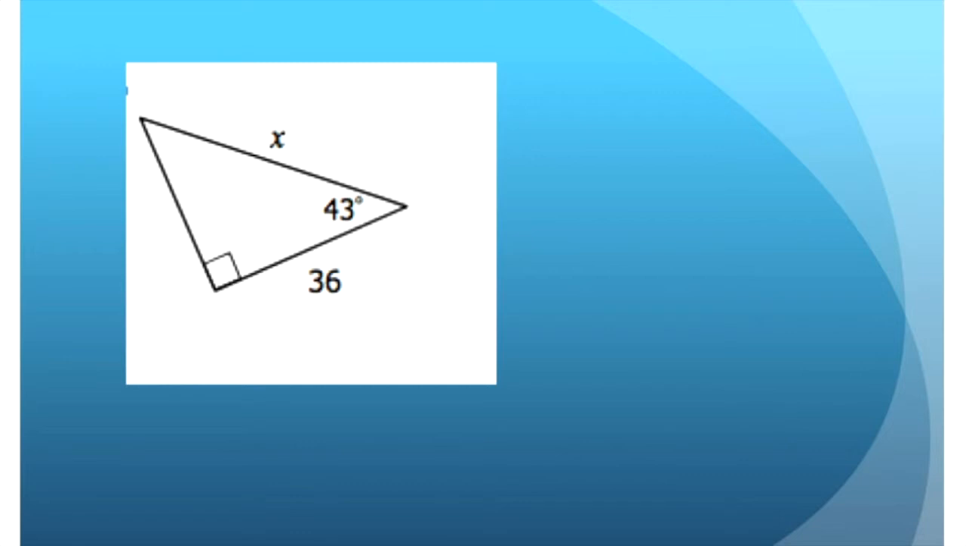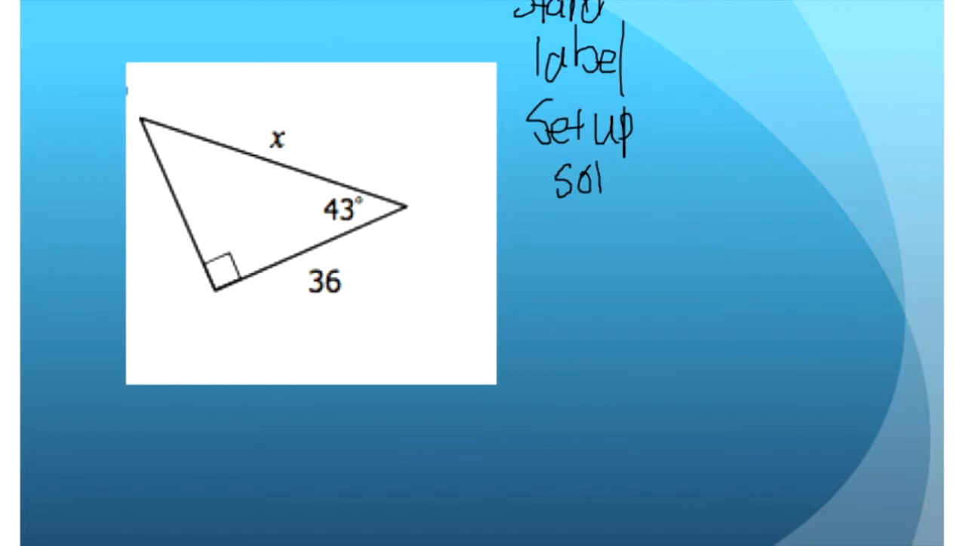All right, moving right along. Here's the next one. Let's think about a few things. What are we going to do? We're going to stand, we're going to label, we're going to set up, and we're going to solve. That's going to be like our little jingle. So first we're going to stand, and where we're going to stand, we always stand at the angle. This is me standing at the angle. We're going to label, let's label everything.